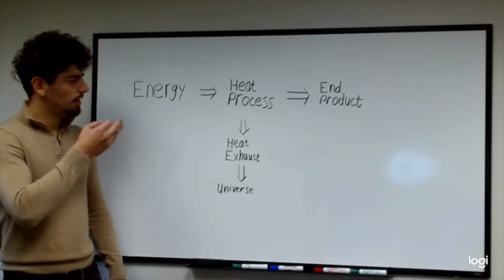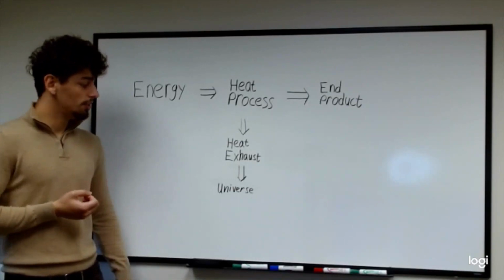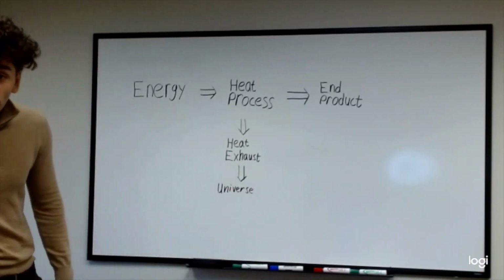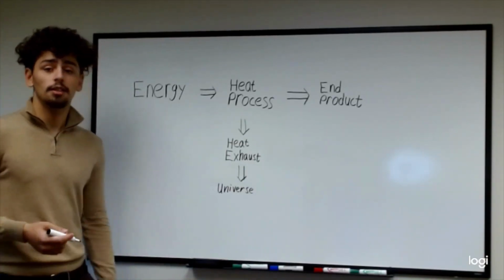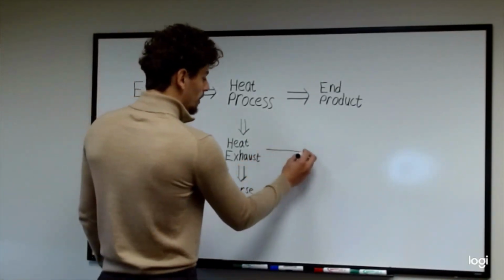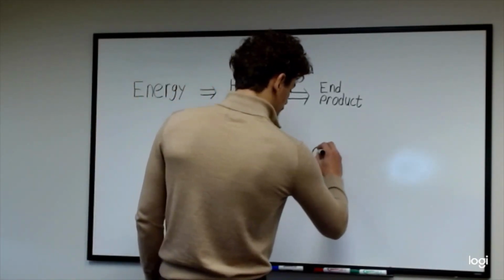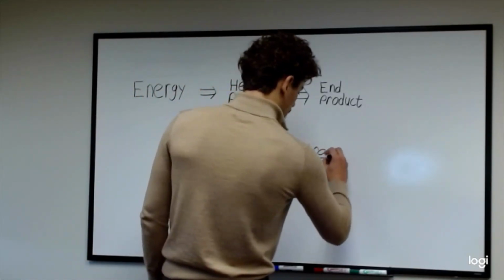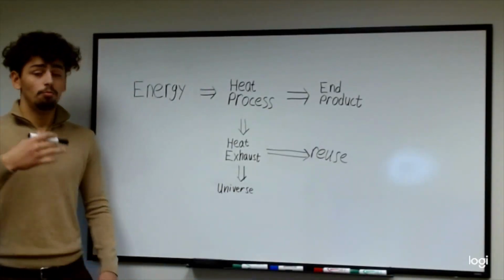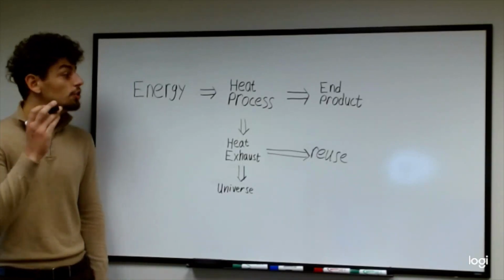What matters is that this heat process has a lot of heat exhaust. And traditionally in these industries, this heat ends up just dispersing into the universe. The idea of waste heat recovery is we take this heat and reuse it, as heat is energy, for something else. One of the main ways is we can reuse this heat to heat something up. We can use it for preheating, for heating water, for heating a facility, and we just use it in the form of heat.